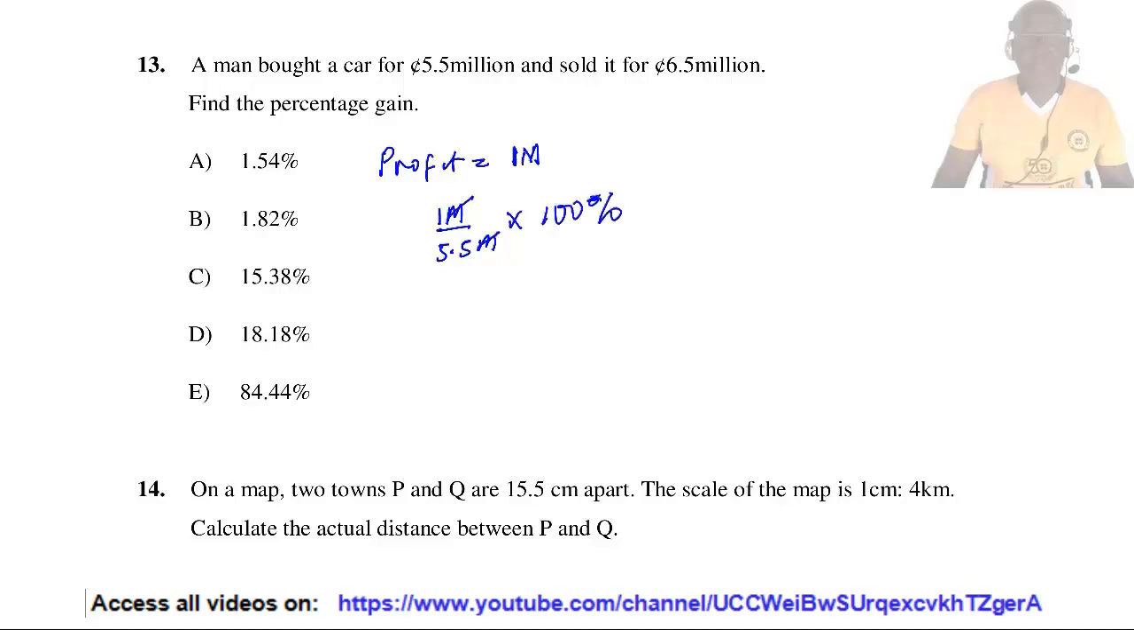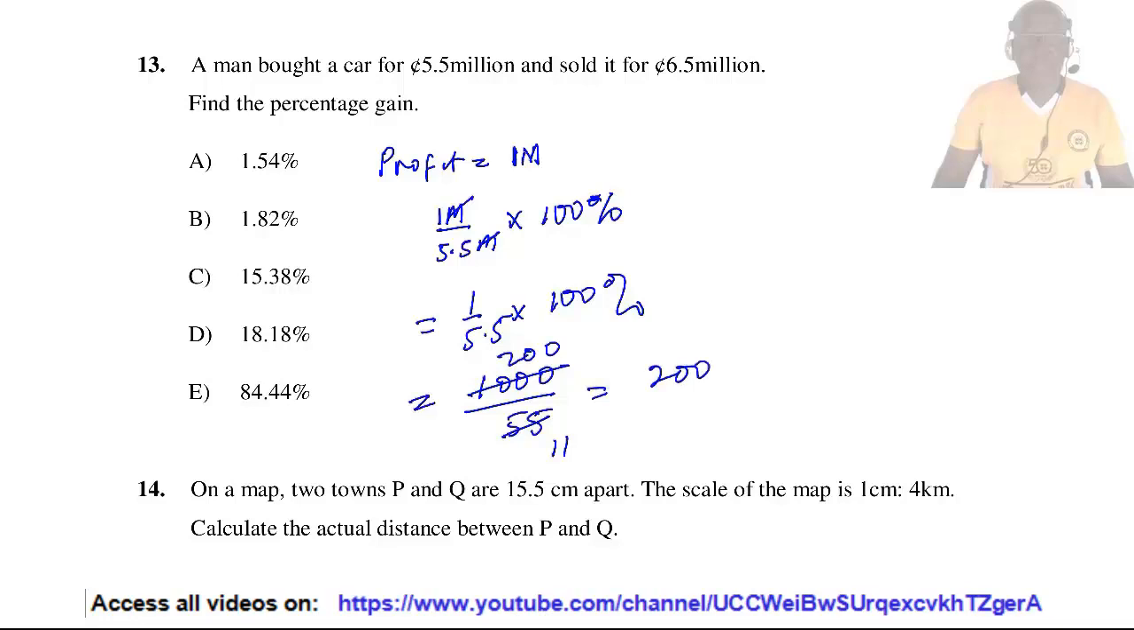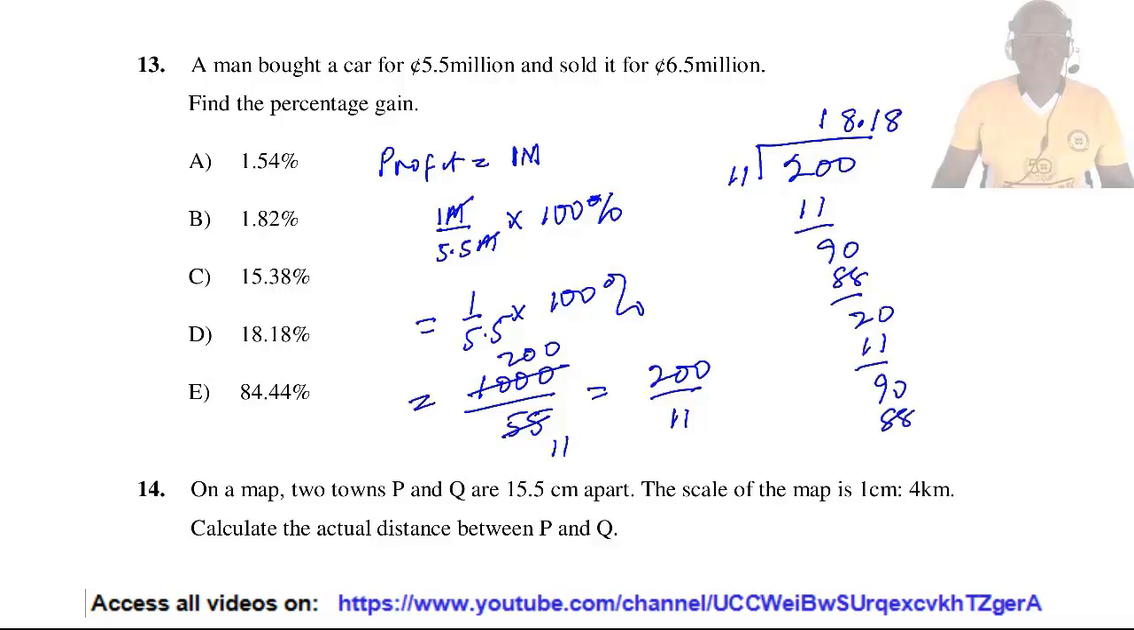M will cancel M. This equals 1 over 5.5 times 100%. We shall convert the decimal into whole numbers by multiplying the numerator and denominator by 10. So we shall get 1000 over 55. 5 goes into 55 eleven times, 5 goes into 1000 two hundred times. So 200 divided by 11. Now we shall use the long division method. 11 goes into 20 once, 11, 90, 8 times 11 is 88. So the answer is D.